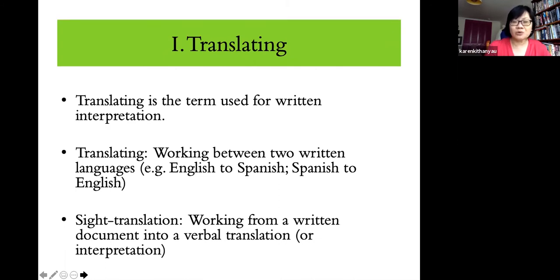Translation is the term that we use for written interpretation. Very often in our day-to-day discussion, we would ask questions like, do you need a translator? Well, actually, we're really calling for an interpreter. And translation is working between two different languages, two different written languages. And sight translation is working from a written document into a verbal translation or interpretation immediately.